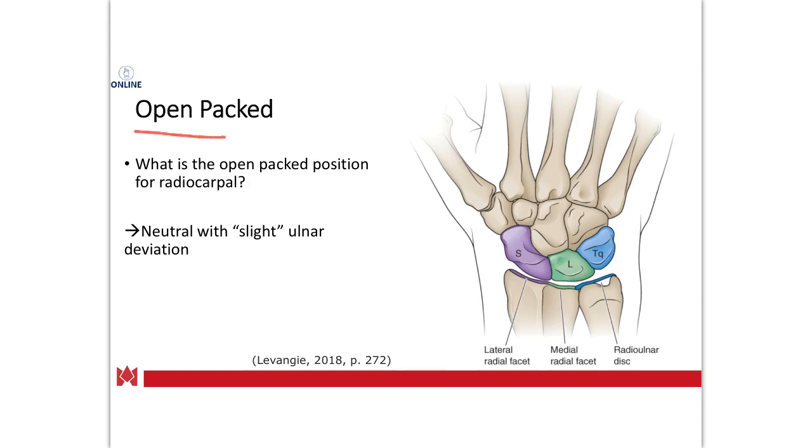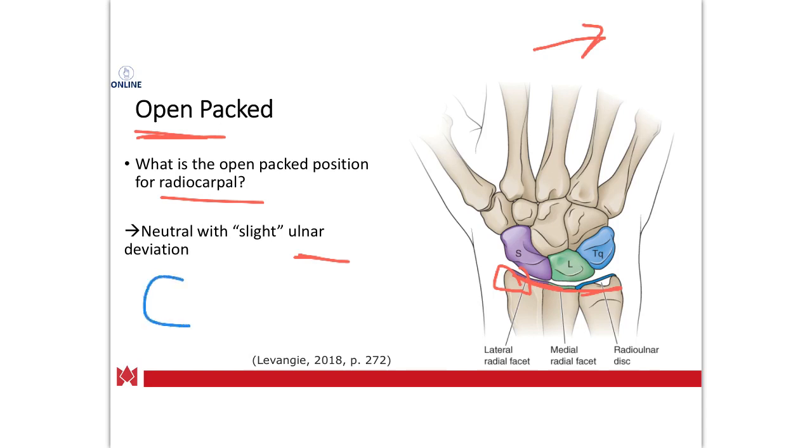and then we'll talk more about open and closed pack positions just a little bit on this slide. So open pack position, what is the open pack position for the radial-carpal joint? It's going to be neutral between wrist extension and flexion, but then there's a slight ulnar deviation. And it makes sense. If you look at the shape of these bones, you could see how, because of the concavity of the radius and how the distal portion of the radius extends further, there is a slight ulnar deviation to that to keep the bone surfaces apart and not approximated.